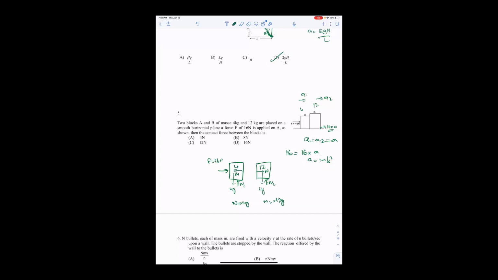Now friction in this case is zero. They're asking you what is the normal force. Again, either take this block or this block. I'm taking the second block. So N is equal to 12 into acceleration, so 12 Newton. Similarly, if you take this block, 16 minus N is 4 into acceleration. So N is equal to 16 minus 4 into acceleration, which is 12 Newton. So both cases we got the same N. So 12 Newton is the answer. Right?